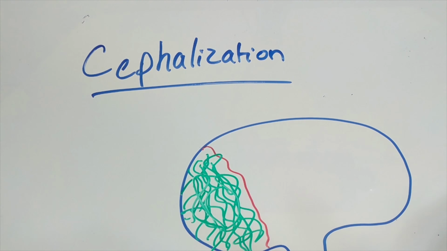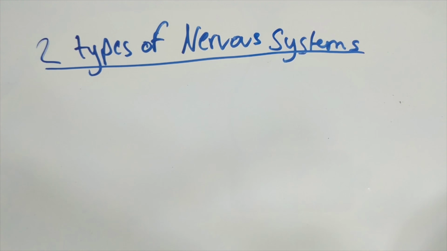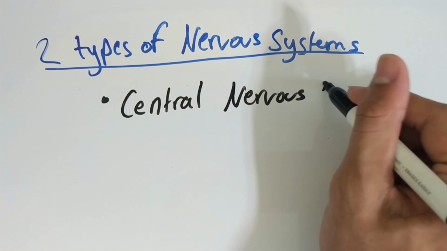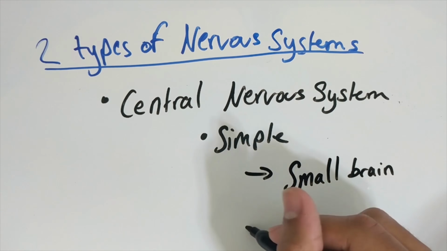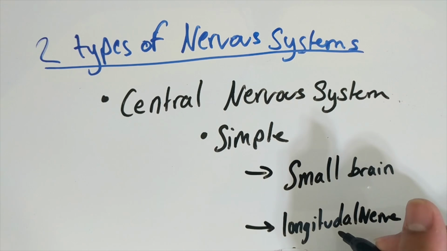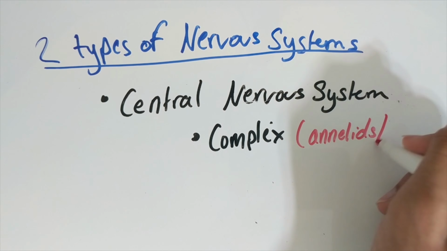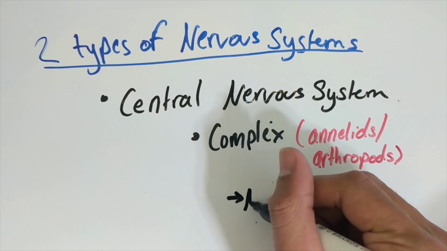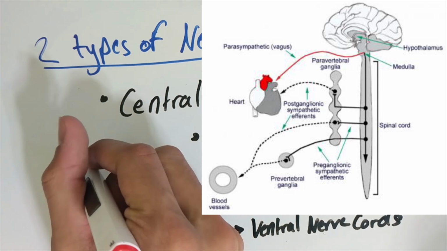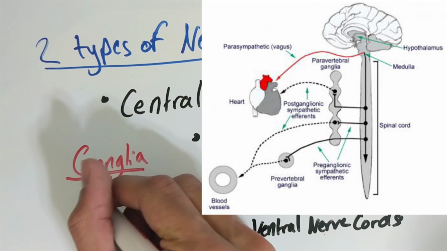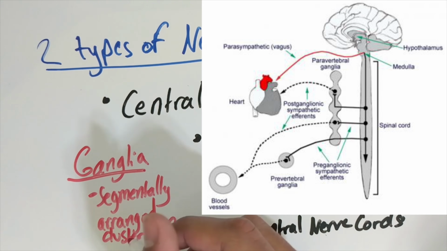These nerves arose through cephalization, in which the neurons clustered in the brain near the anterior end in animals with elongated bilaterally symmetrical bodies. Now that we know what the nervous system consists of, we can break it down into two subsystems. The central nervous system, in its simplest form, comprises a small brain and longitudinal nerve cords. More complex organisms such as annelids and arthropods need more complex nervous systems, so they have more complex brains and ventral nerve cords. These nerve cords comprise ganglia, which are segmentally arranged clusters of neurons. There you have it, the central nervous system.